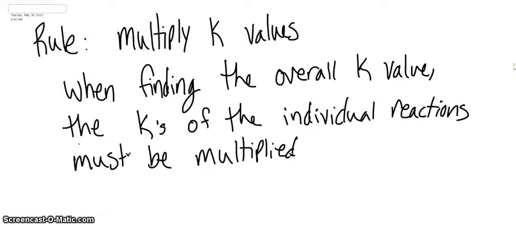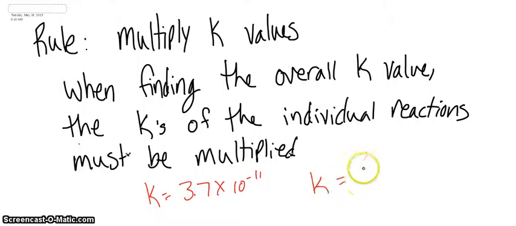The last rule we're going to look at is how to find the overall K value. When you need to find the overall K value, you multiply the individual reactions' K values. So if I had a K of 3.7 times 10 to the negative 11, and another K value of 6.4 times 10 to the negative 5th, I'd have to multiply these two K values together.